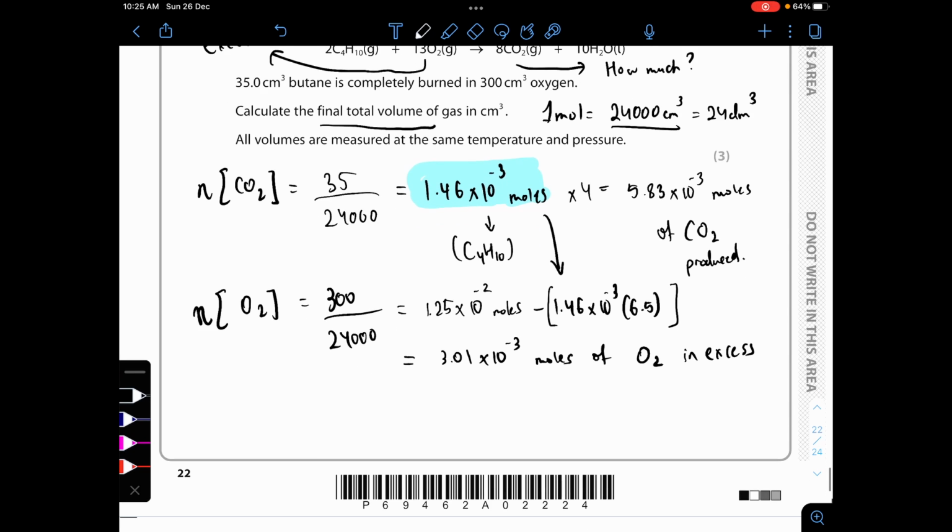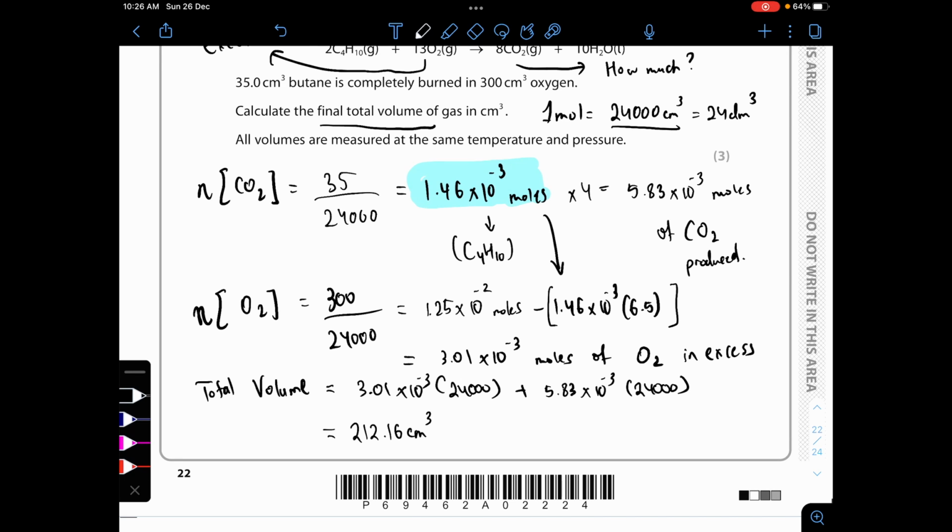Now it's pretty straightforward. The total volume will be the moles times 24,000. So that will be 3.01 times 10 to the power of minus 3 times 24,000, plus 5.83 times 10 to the power of minus 3 times 24,000, to give us 212.16 cm³. So that is our final volume. 1 mark for getting this moles, 1 mark for getting this moles, 1 mark for the answer.